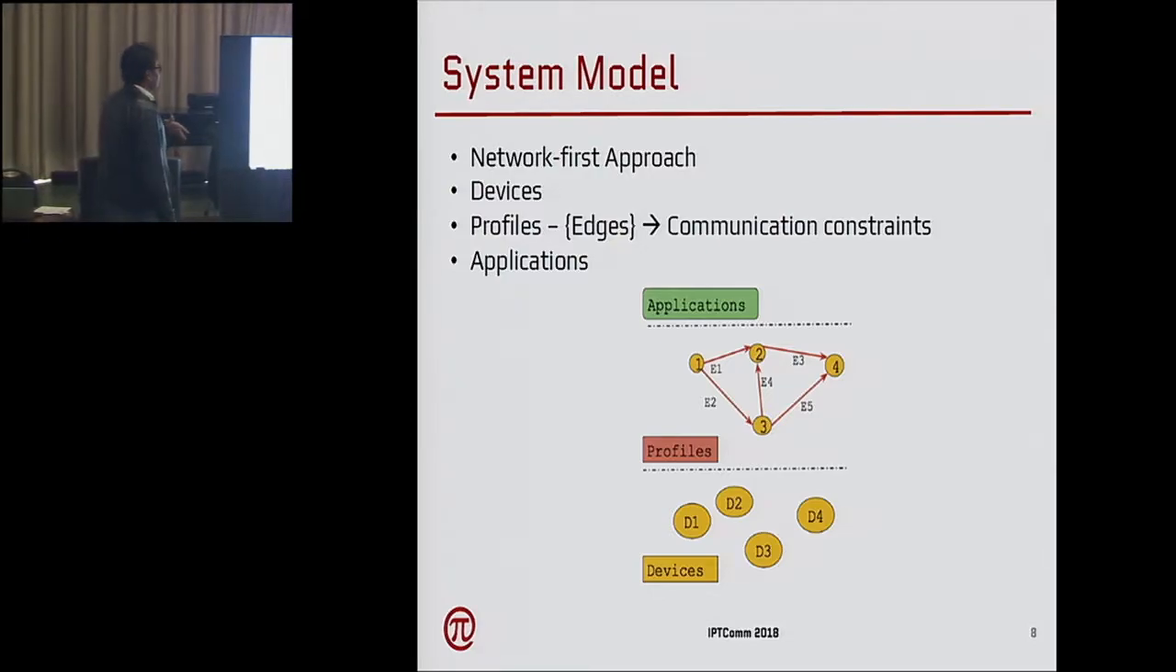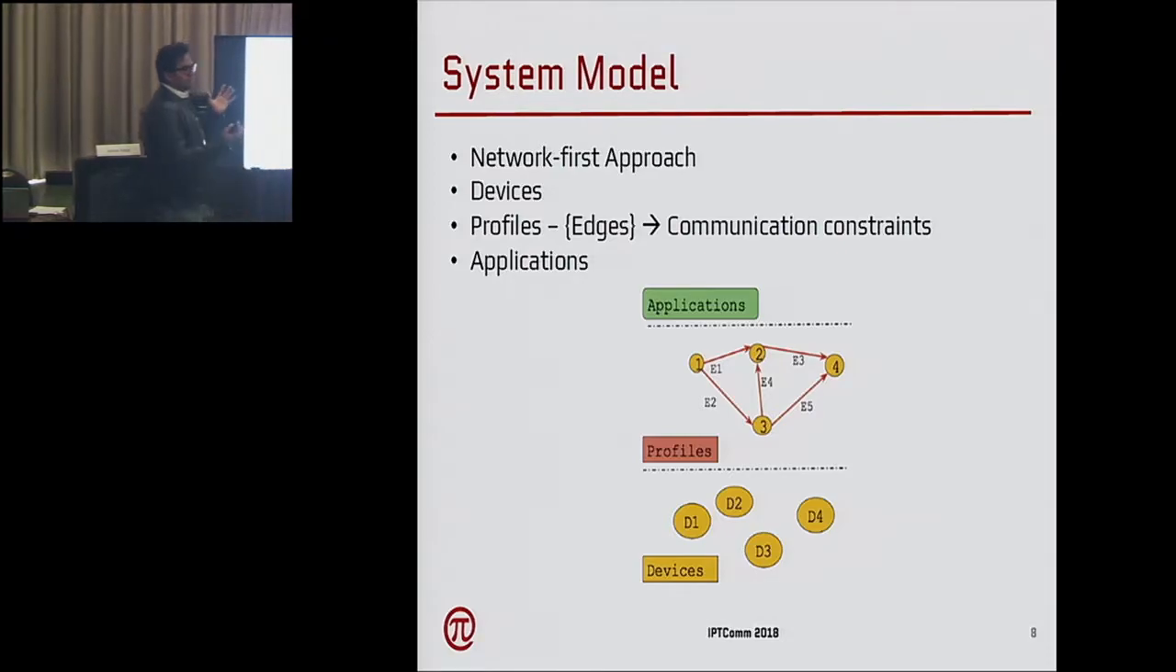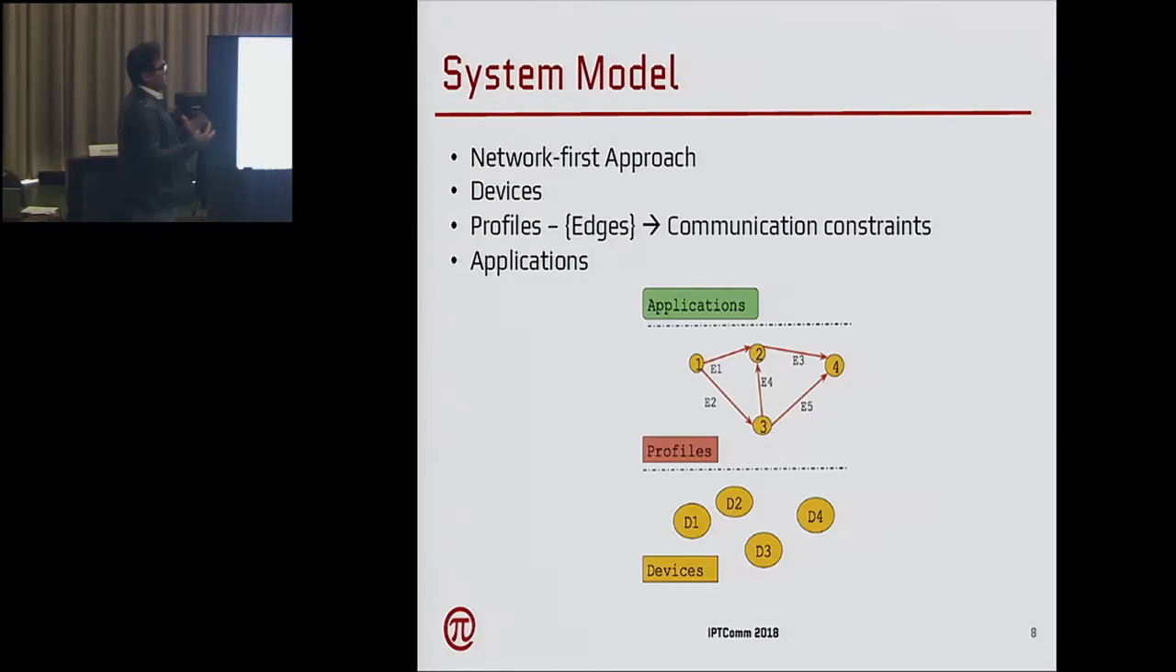Okay, so moving on into the system model itself. The approach we took is basically a network-first approach, wherein we think of the network as a system itself, right? And the devices are sort of like services on top of this network. These devices have profiles, which are essentially configurations of which device is allowed to talk to which device in the network. And once you have this communication constraint in the network, then applications basically abide by that constraint. Only those applications can talk to those devices which are there in the profile itself.